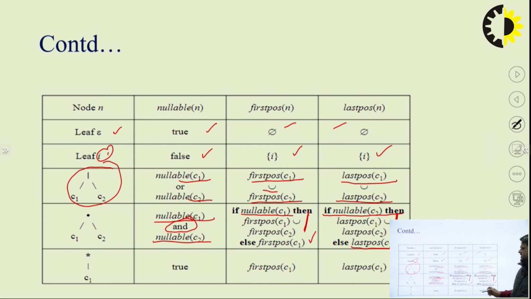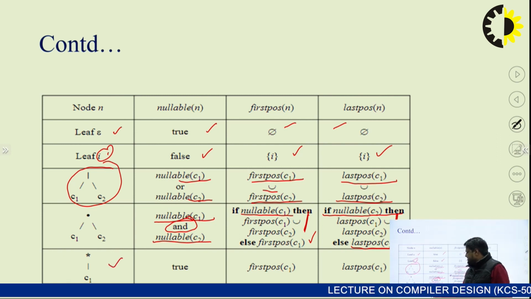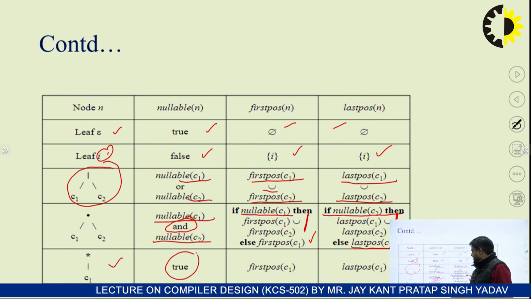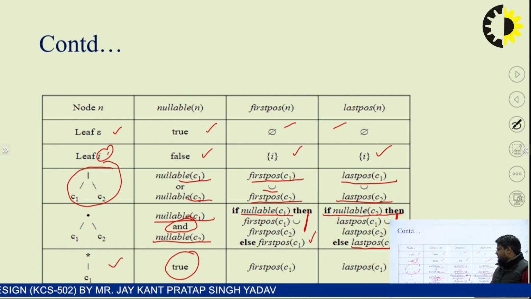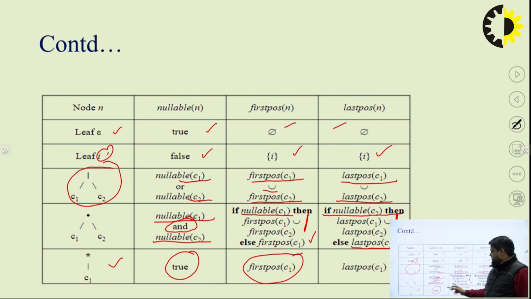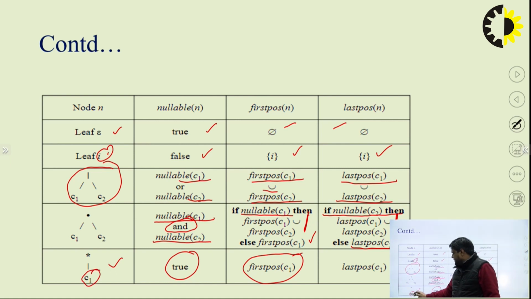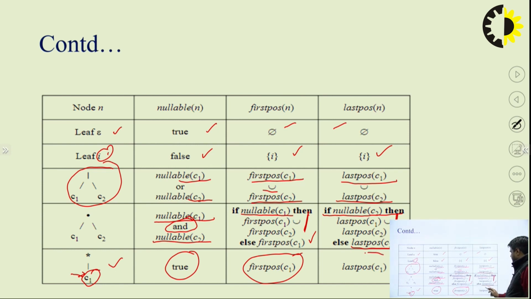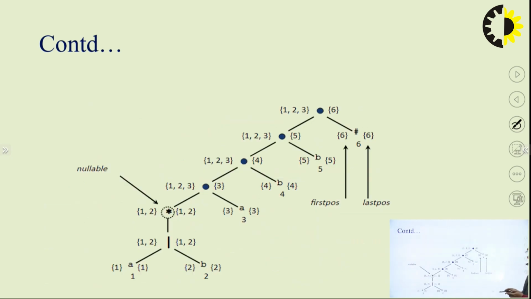For the Kleene closure, it always generates the null string, so nullable is true. The first position is dependent on C1, meaning the first position of this particular child, and the last position will be dependent on the last position of that single child. Right or not right?